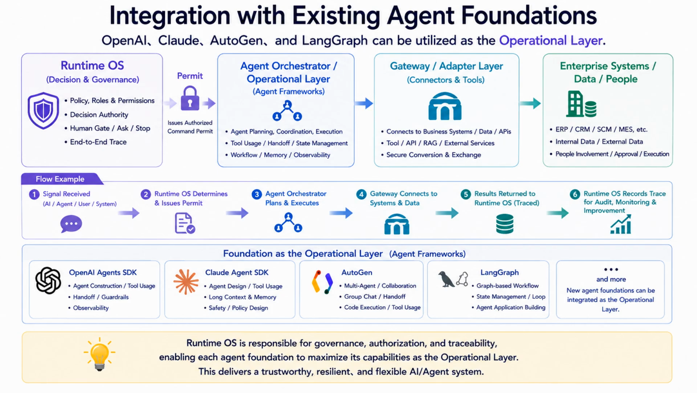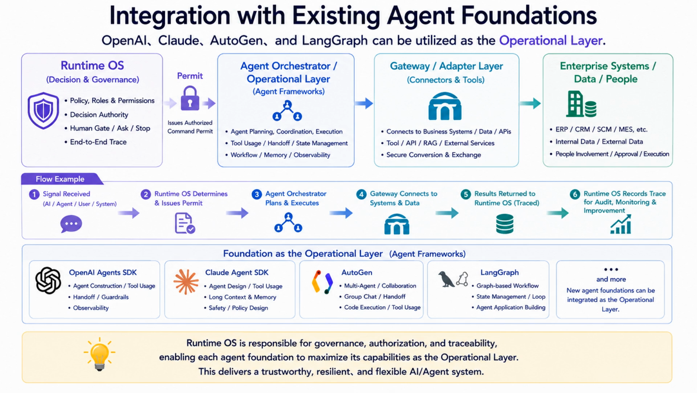First, Runtime OS evaluates policy, authority, and boundaries, and when necessary, passes the process through a human gate before finalizing the decision. If execution is approved, Runtime OS issues a command permit. The agent orchestrator receives that permit and handles planning, coordination, tool usage, handoffs, state management, and the actual execution of the task. In other words, there is a clear division of responsibilities. Runtime OS governs what is allowed to be executed, while the agent framework determines how it should be executed.